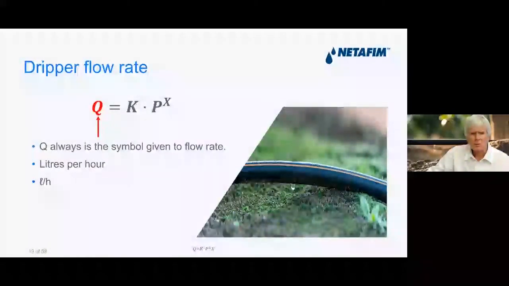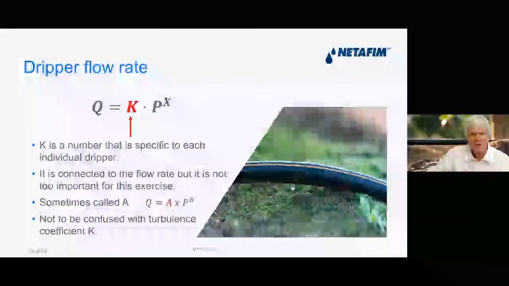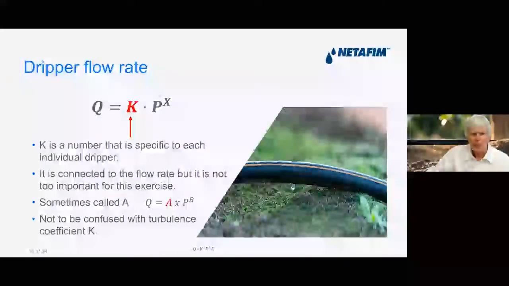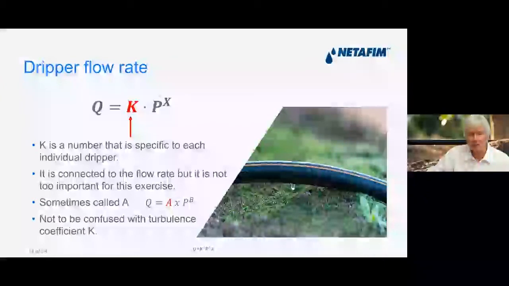Q is a symbol always given to flow rate, and for small flow rates, we're talking liters per hour, such as with drippers. K is a number that is specific to each individual dripper. It's connected to the flow rate, but it's not too important for this exercise. Sometimes it's called A, but it's not to be confused with the turbulence coefficient K. It's also called K. I don't know why the two are called K. It's just the way they are. We mustn't confuse the two.